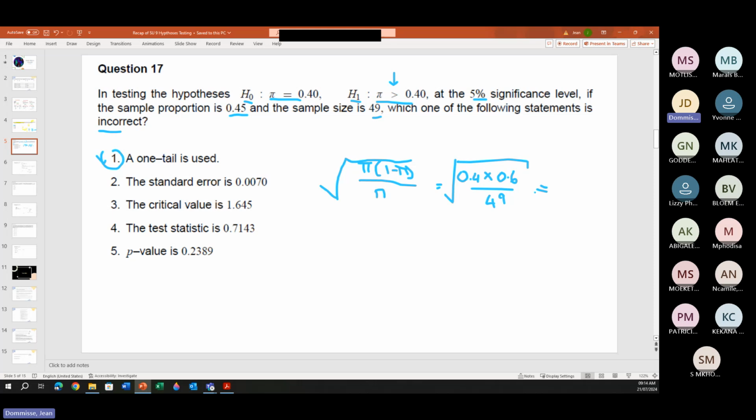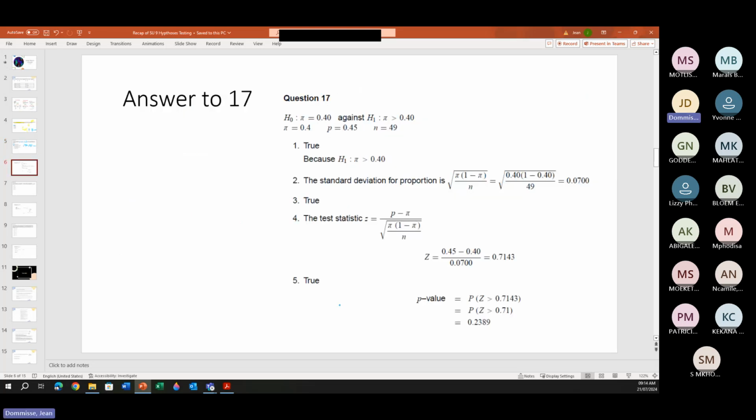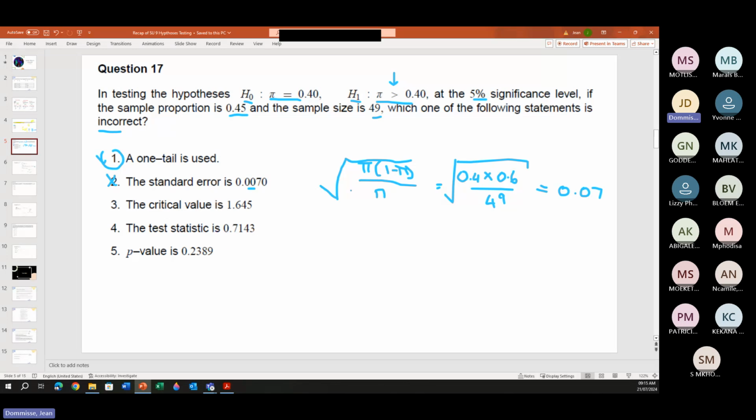0.4 times 0.6, I get 0.24, divided by 49, 0.049, and if I take the square root of it, I get 0.07. Okay, so that would have been my incorrect one. I have included the answers for you. So yes, we can see that is the one that is incorrect. So again, a small mistake that they're making, that one can easily misread, because there is a 0.07. I look at the answers, I see a 0.07. If you look very quickly, if you're under pressure, it's very easy to miss this one.